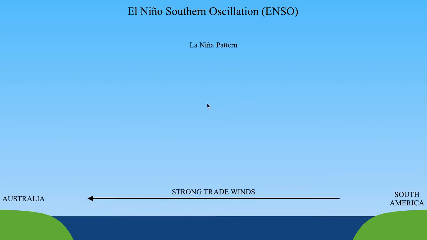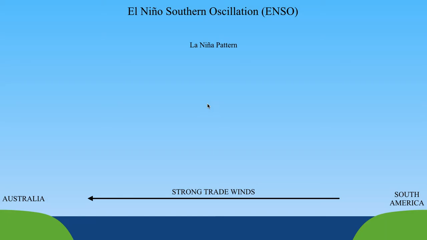The opposite of an El Nino pattern is a La Nina pattern. In an El Nino pattern, the trade wind weakens, and in some rare instances of a really strong El Nino, the trade wind can actually reverse direction and go from west to east. But typically, it's just a weakening of the east-west trade wind.